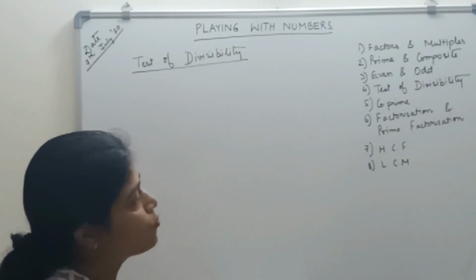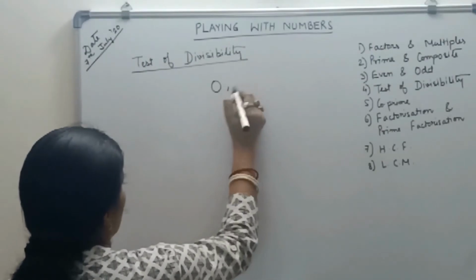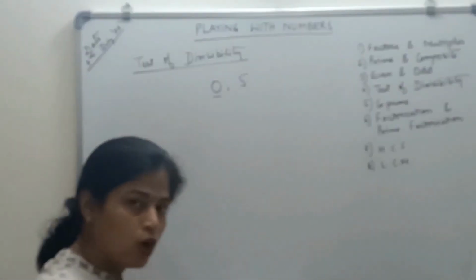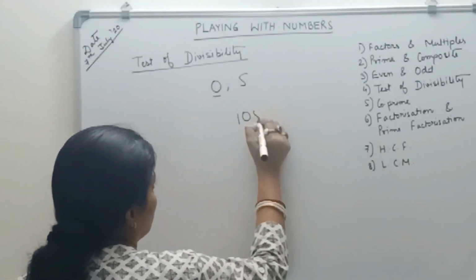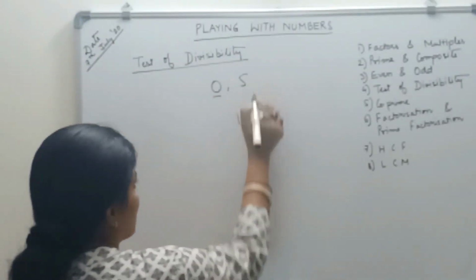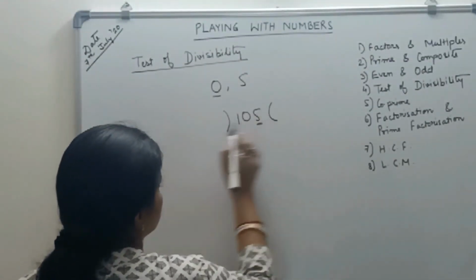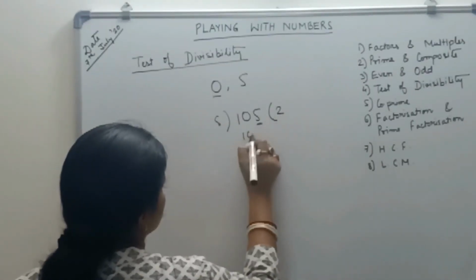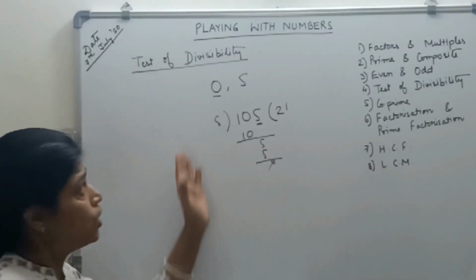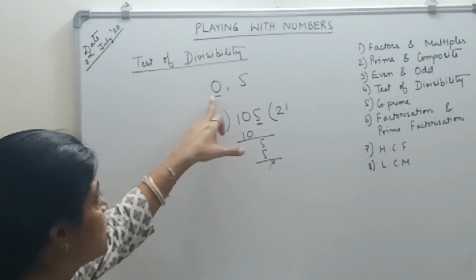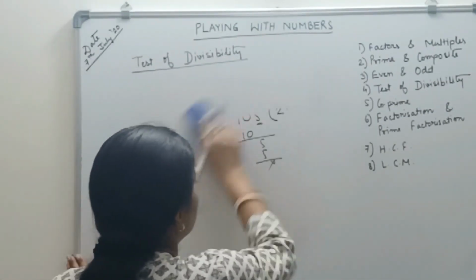For test of divisibility of 5, how can we say a number is divisible by 5? A number is said to be divisible by 5 if the last digit is either 0 or 5. If it is 10, I can say it will be divisible by 5. If it is 105, then also I can say the last digit is 5, so it is divisible by 5. Let us check. 5 2s are 10, and then coming 5, 5 ones are 5. There is no remainder. So if the last digit of a number is either 0 or 5, then the number is divisible by 5.